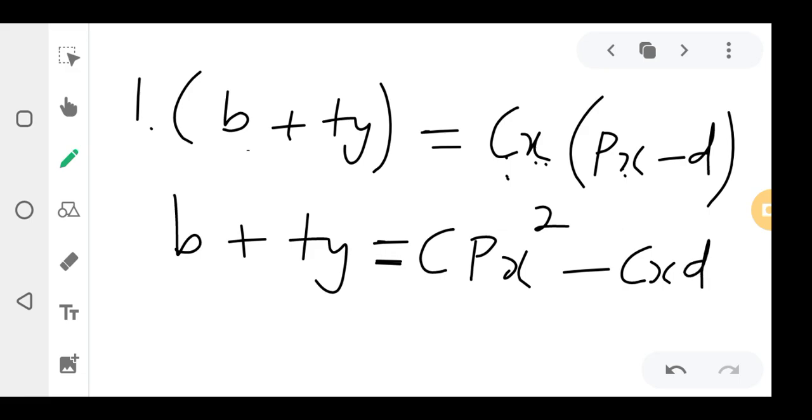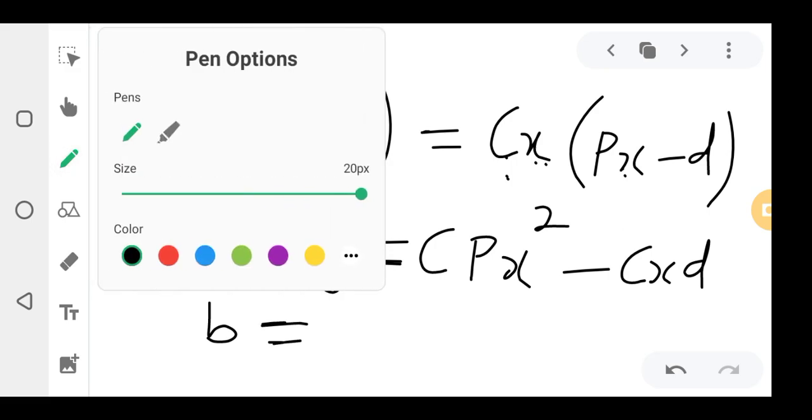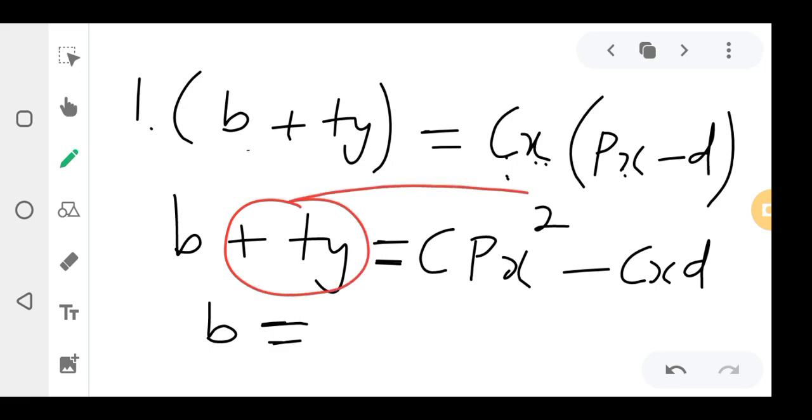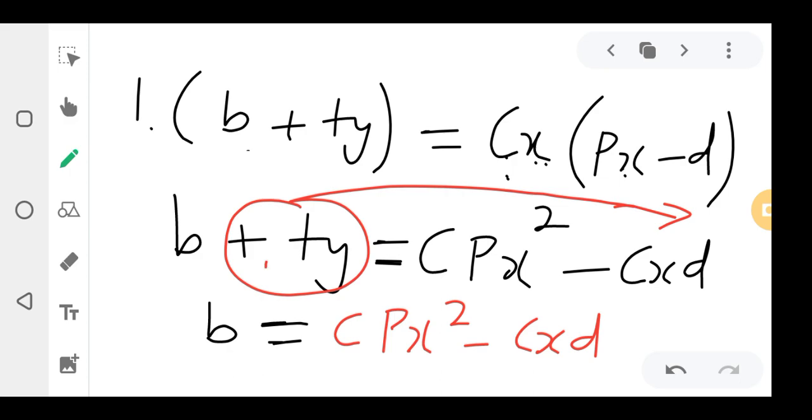Okay, since you are making b the subject, this one has to cross the other side, so it will be cpx squared minus cxd. This is positive. When it goes the other side it becomes negative ty. So this is the answer. So what is outside here multiplies with what is inside. Why didn't I divide this side by b plus ty like there we divided? Because we are making b the subject, so this b is supposed to be outside.